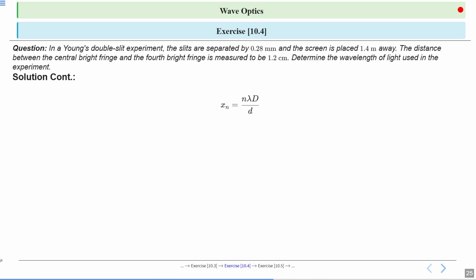So let's start by looking at the formula for the position of the nth bright fringe, x_n equal to n lambda D upon d. Now we arrange this formula to solve for wavelength: lambda equal to x_n small d upon n capital D. Wavelength is directly proportional to the distance between the fringes and the slit separation.